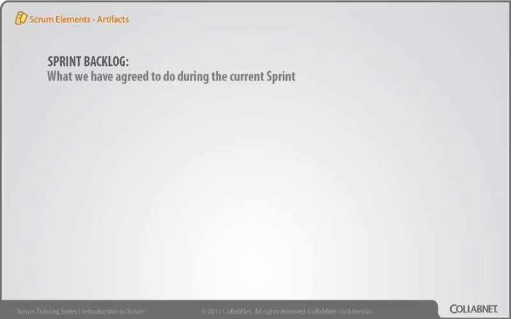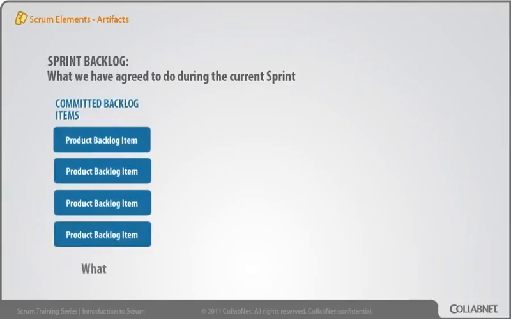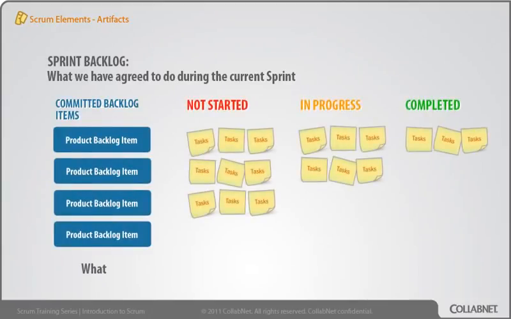The sprint backlog is what we've committed to do right now to meet our goals for the current sprint. It has an end date. It has the committed product backlog items representing the what, and sprint tasks representing the how.